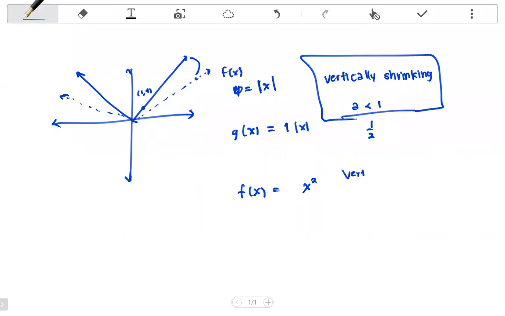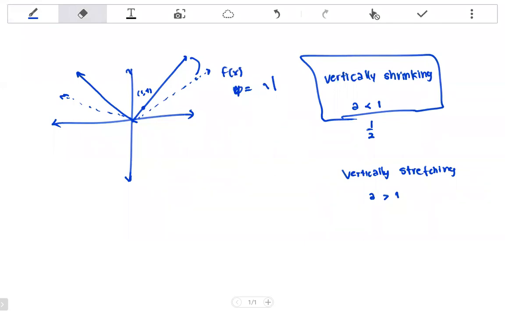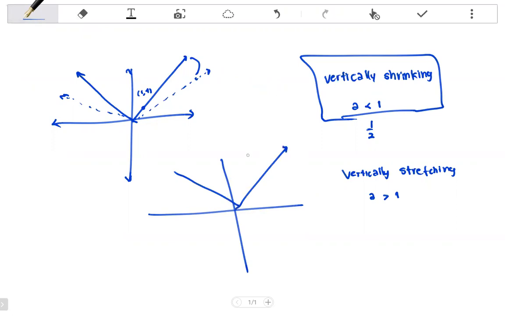On the other hand, vertically stretching, it's not a less than 1, it has to be a greater than 1, right? So if we have an absolute value function and we want to make it longer, like that. Wow, that was really badly drawn. Hopefully you get that. That's by a factor of 2 this time. So it becomes y equals 2 times absolute value of x. Okay?